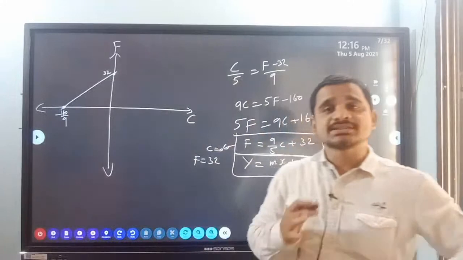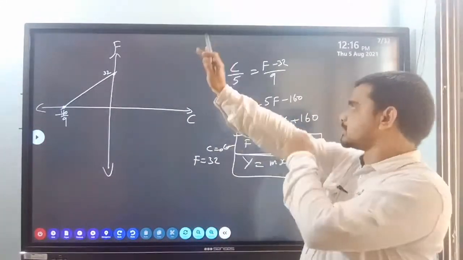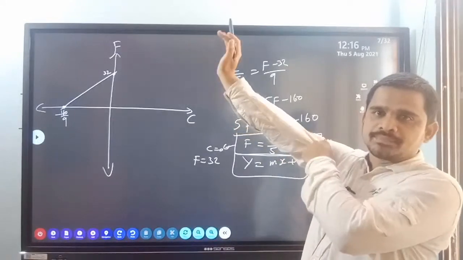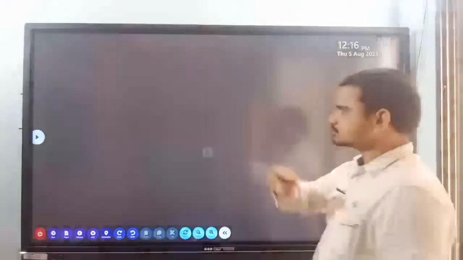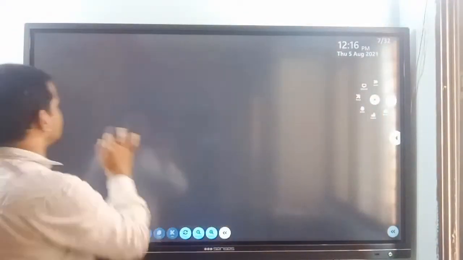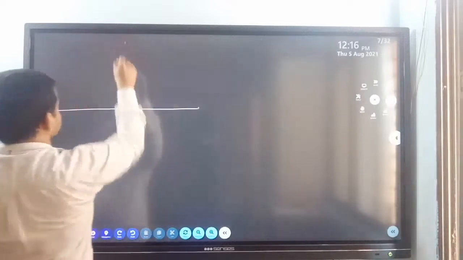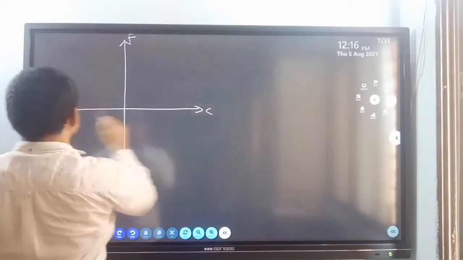Understood here? This is the way of practicing the graphs. One more time, I'll try to repeat it once. See, first of all, in this way you have to practice it, then we'll get the full graph. My task is to draw the graph between C and F. I'm taking F here and I'm taking C here.